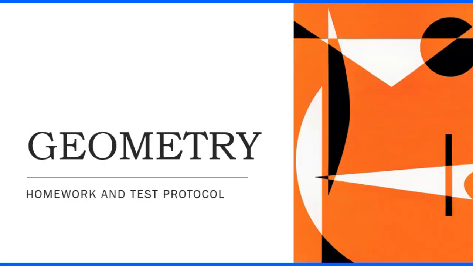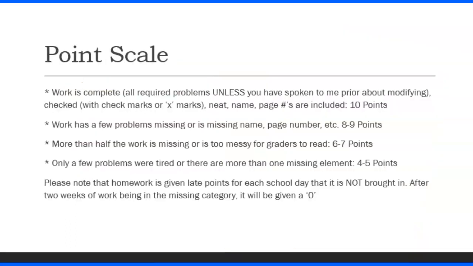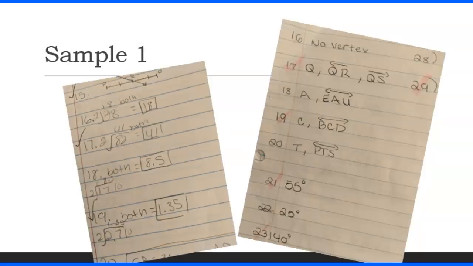So there you have it. You know exactly what I want. You've seen a couple of samples. Here are the samples we want to follow. We want nice, neat, nice and dark. I can read it. Circled answers, check marks.